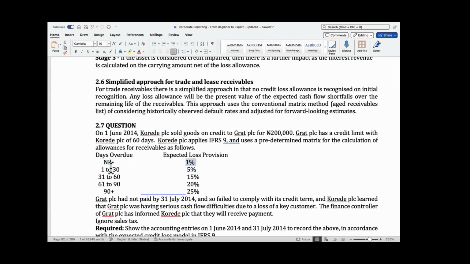We can say, okay, if this guy has now defaulted, meaning the overdue is now between 1 to 30, let's increase our loss provision to 5%, and so on. So this allows a simplified approach. You just need to know where your receivable falls, and that will dictate how you calculate your impairment loss. And that's basically what this question and this solution is looking at.